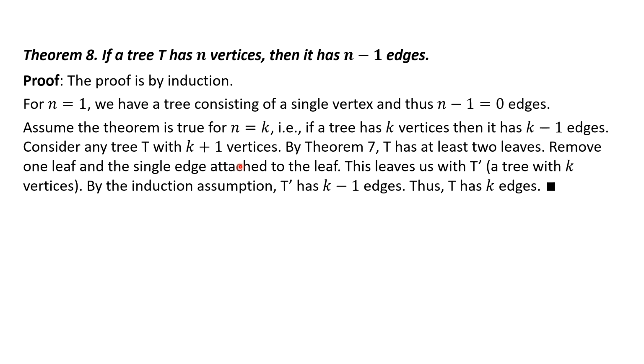So by theorem 7, T has at least 2 leaves. Remove one leaf and the single edge attached to the leaf. This leaves us with a tree T prime, a tree with k vertices. By the induction hypothesis, T prime has k minus 1 edges, thus T has k edges, since we just removed a single edge to go from T to T prime. Okay, so that proves this theorem in a slightly different way from what I had done before.